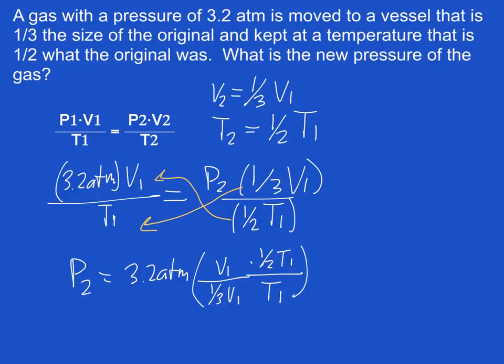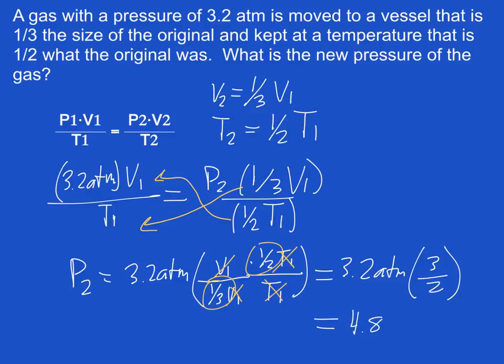Now I think you can see our strategy here, right? V1 over V1 is 1, cancels out. T1 over T1 is gone. So really what we're left with is 1/2 over 1/3 times 3.2. Okay, so in other words, if we were to just rearrange that, it's going to be 3.2 atmospheres times 3 over 2. Okay, do that out. It's going to be 4.8 atmospheres.